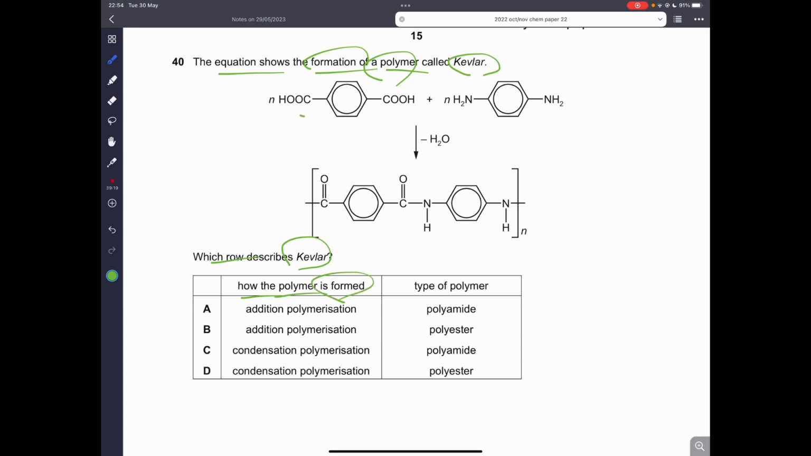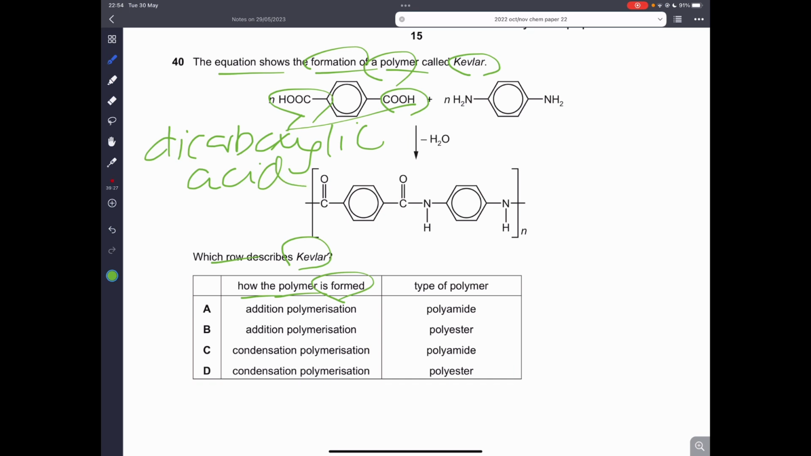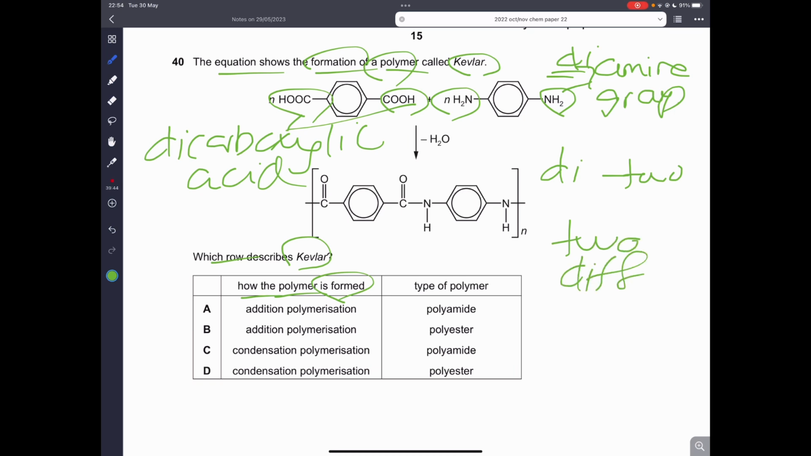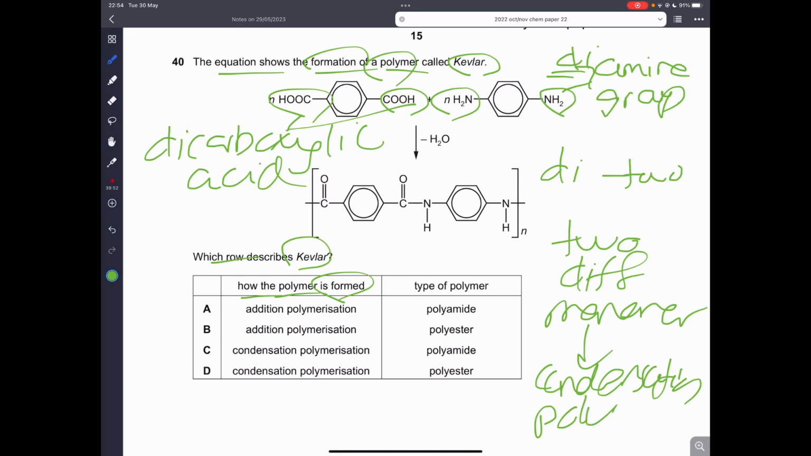How is the polymer formed? Well, as you can see, there is a dicarboxylic acid, and there is the amine group, the diamine group. Because di means two, and there are two of them on each side. And when two different monomers react, we call this a condensation reaction. It's a condensation polymerization. So A and B are not correct. C and D, that's checked.